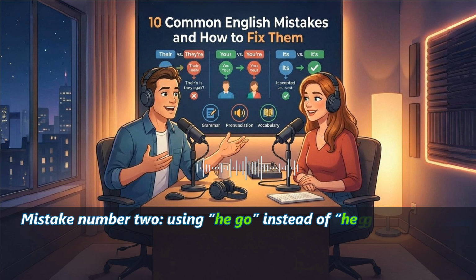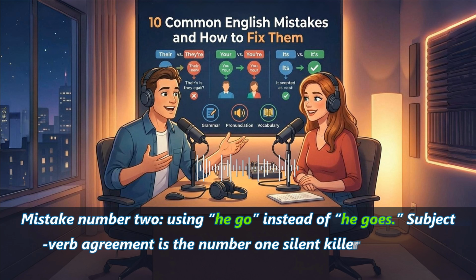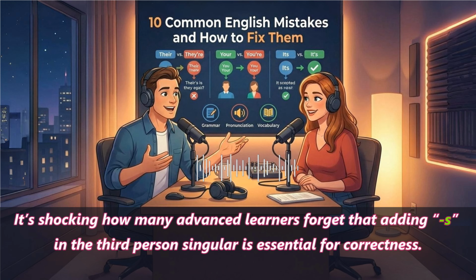Mistake number two, using he go instead of he goes. Subject verb agreement is the number one silent killer of fluency. It's shocking how many advanced learners forget that adding s in the third person singular is essential for correctness.